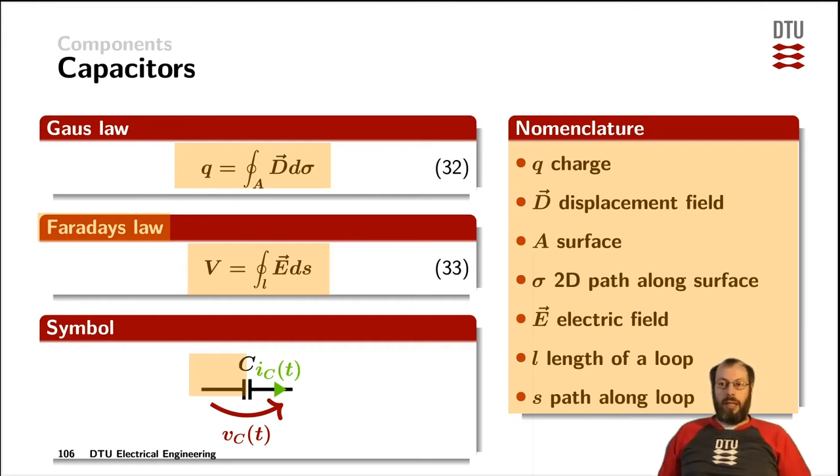The electrical symbol of a capacitor is shown down here, with the current through the capacitor as a function of time noted in green here, and the voltage across the capacitor as a function of time and its polarity noted in red here. Note that the arrows are both pointing the same way. That means for both the voltage and the current, positive is defined over here and negative is on this side of the capacitor.